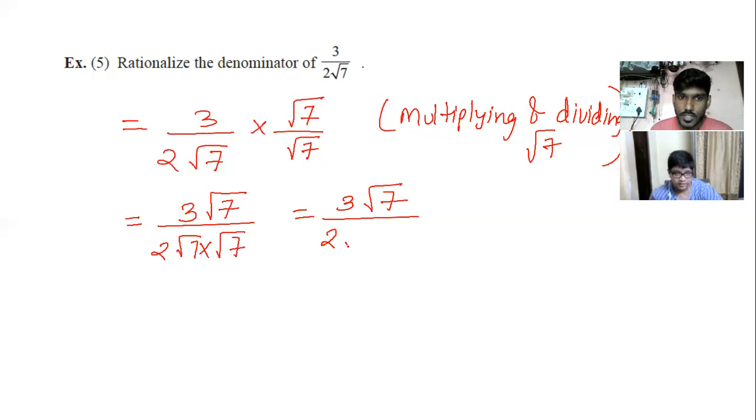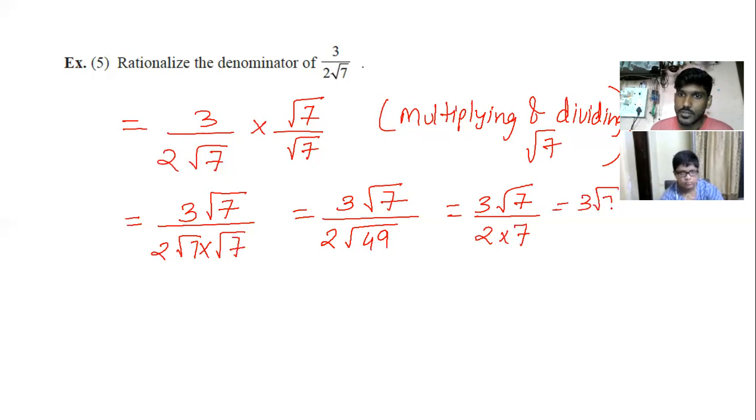2 root 49. 48 or 49? 49. 2 root 49. And what is square root 49? 7. So this becomes 2 into 7, and 2 into 7 is 14. So the denominator becomes 14. So it is 3 root 7 upon 14. And if you see, the denominator is rationalized. That is, now we have a rational number in the denominator. Is this clear? Write it down.